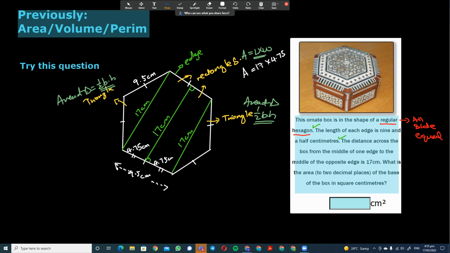So the area of one triangle will be 4.75 times 17, which will equal 80.75 centimeters squared. So the area is going to be 80.75 centimeters squared.